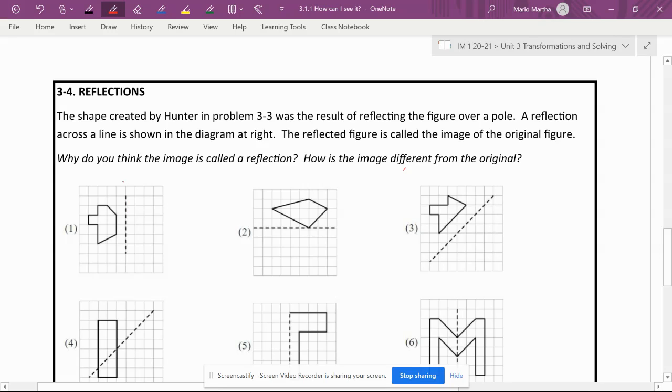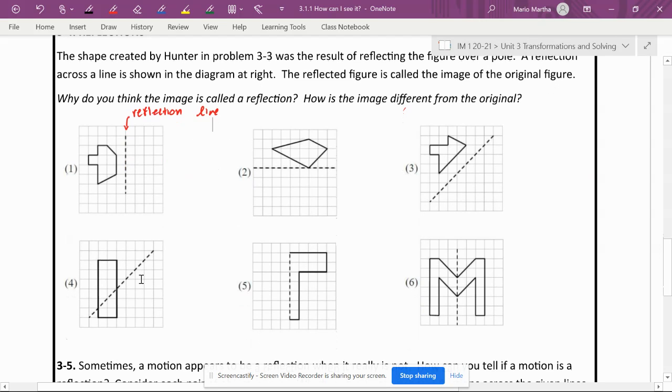So again, the dotted line is what we call the reflection line. And if you guys can see, there's pretty much a reflection line on all these problems, right? So if we were to reflect things across that line, what do you think would happen? If I rotate this 180 degrees to the other side, I get pretty much this shape. Two down and this one. All right, so that looks pretty close.